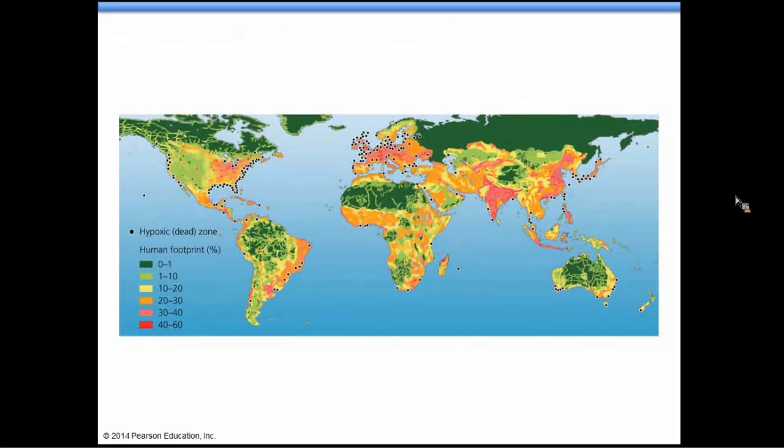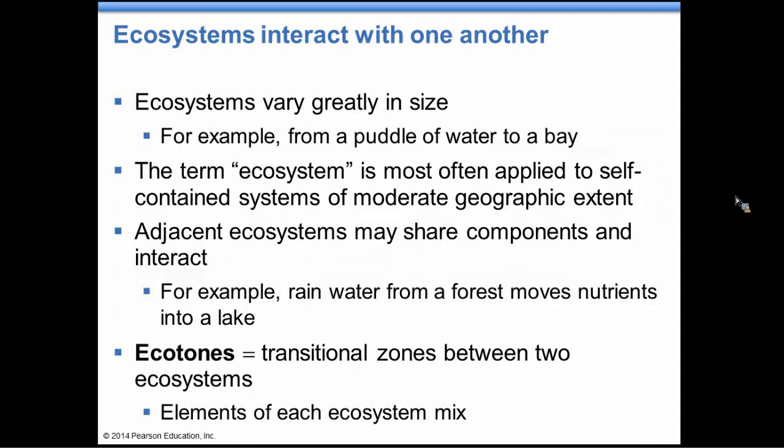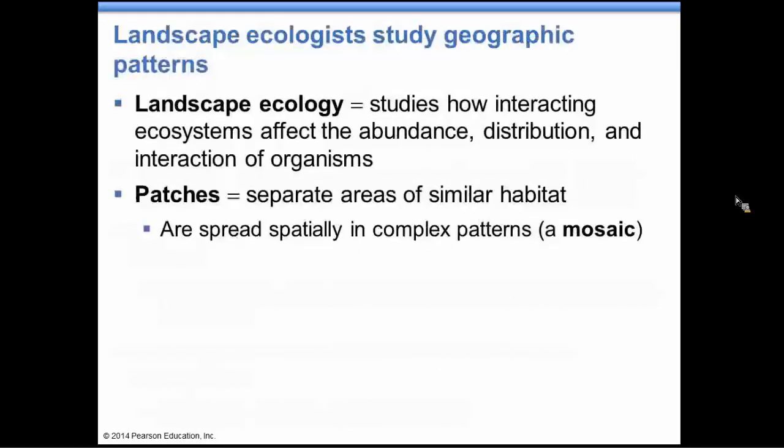The good news is that in locations where people have reduced their own nutrient runoff, dead zones have begun to disappear, so there's definitely hope. So as you probably would know on your own, ecosystems interact with one another. For some purposes, scientists even view the entire biosphere as a single, all-encompassing ecosystem. Adjacent ecosystems may share components and interact extensively, making it hard to define a certain line between them.